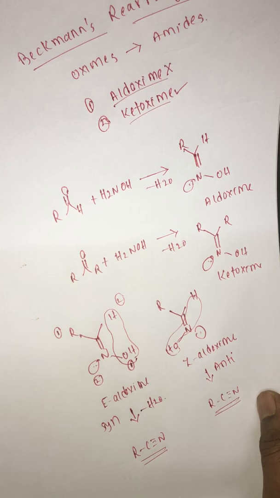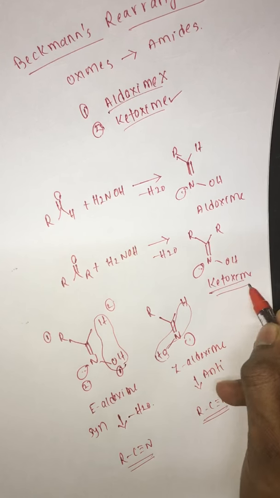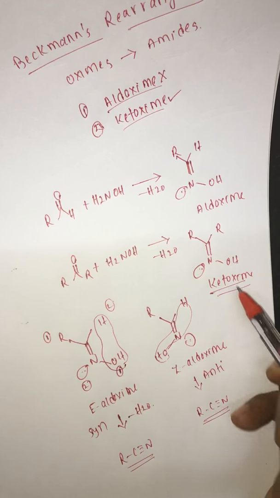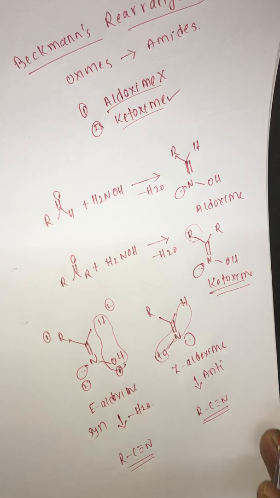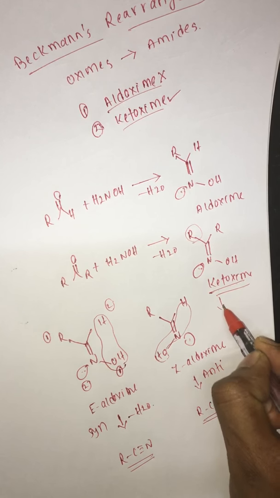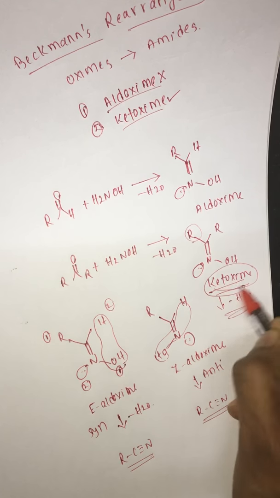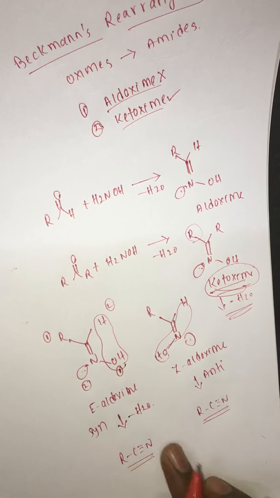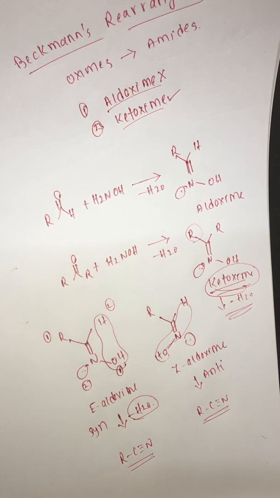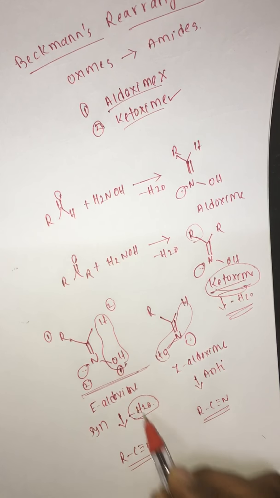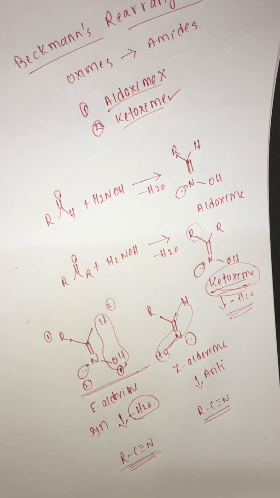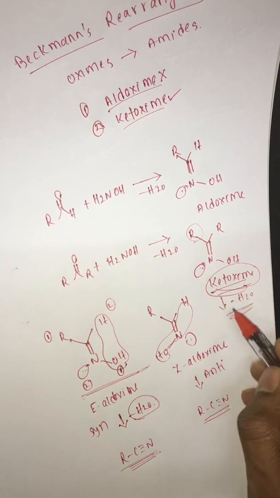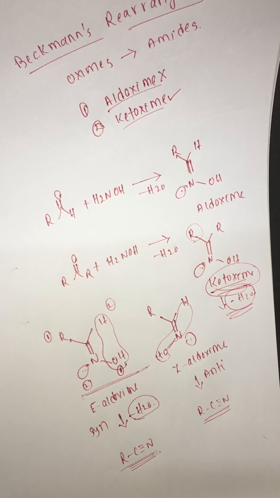Whereas if we look at the ketoximes, that possibility is not there, because here we have an alkyl group. So there is no elimination of a water molecule in the case of ketoximes. Only in aldoximes is there a possibility for the elimination of water, so that we get nitriles from the oximes. In ketoximes there is no possibility of elimination of water. So only in the case of ketoximes will we see the Beckmann's rearrangement, whereas in the case of aldoximes we will not see the Beckmann's rearrangement.